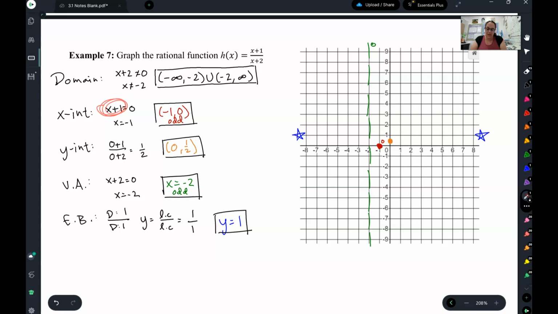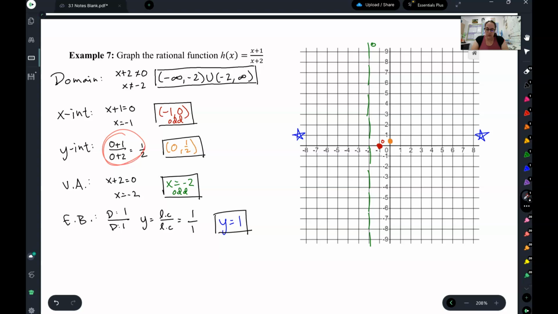This x plus 1 has a secret 1 exponent. 1 is odd. We graph that x-intercept as a closed circle on the x-axis here at -1. And I put a little O next to it to remind me this is odd, so I should cross through this point.